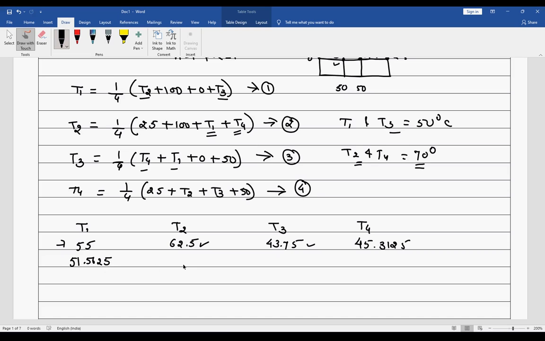51.5625. Get the value of T2 now using the latest value from equation 2. 55.9688. It's not.